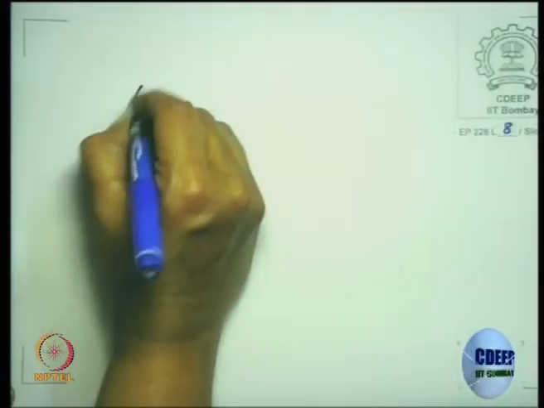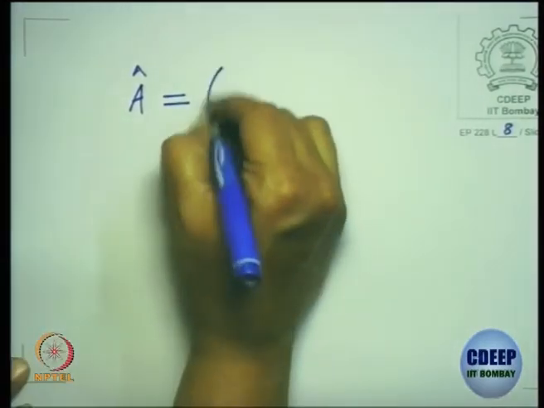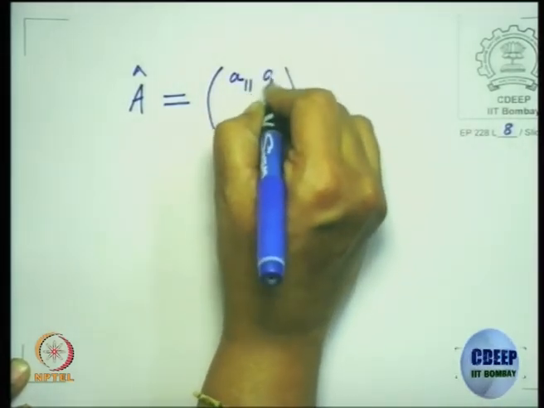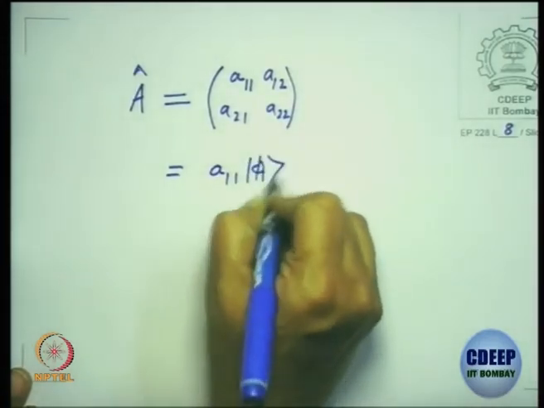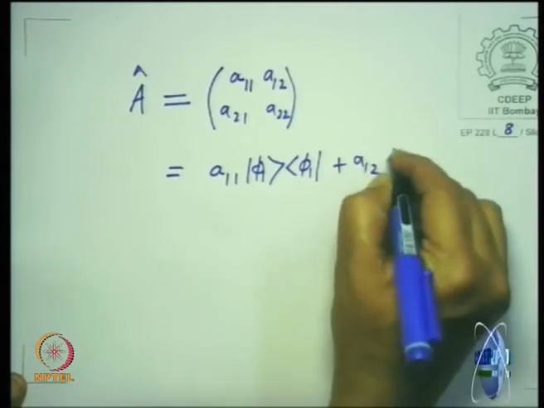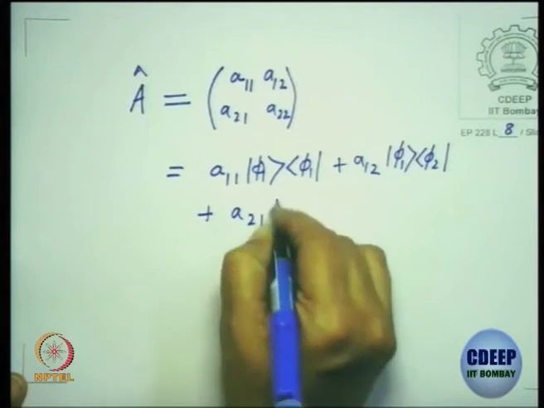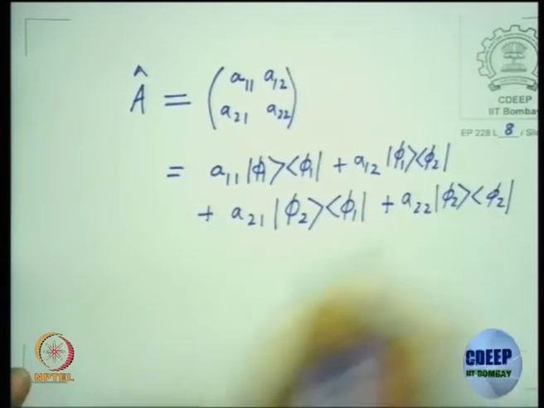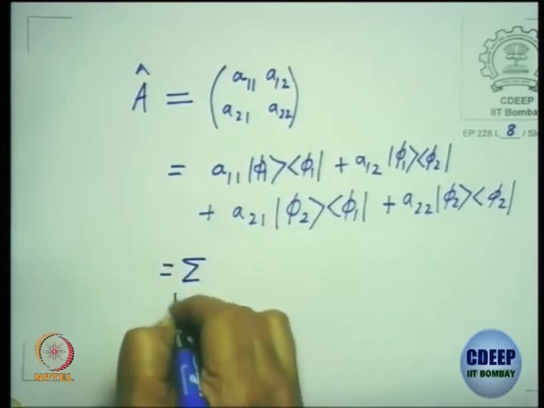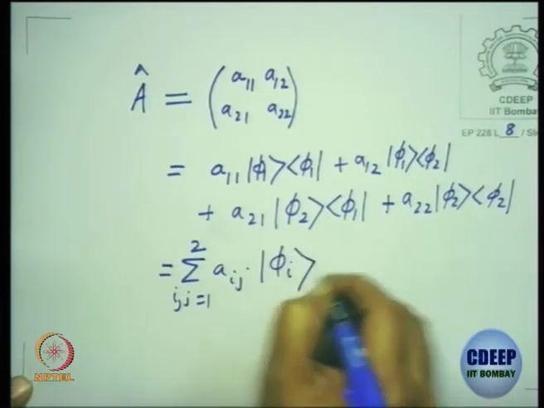So let me write that. If you take some operator A, you can write a representation for this in this two-dimensional vector space as A11, A12, A21, A22. I can also rewrite this as A11 phi 1 phi 1 plus A12 phi 1 phi 2 plus A21 phi 2 phi 1 plus A22 phi 2 phi 2. This is also correct. Write this compactly as a summation over i, j from 1 to 2, Aij phi i phi j.